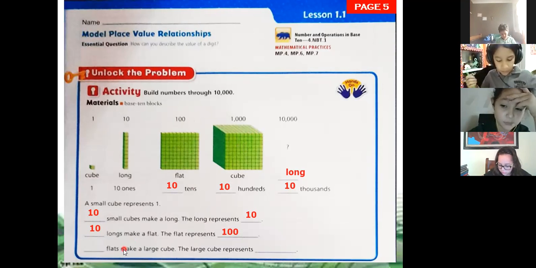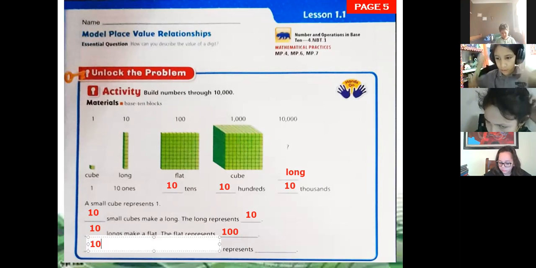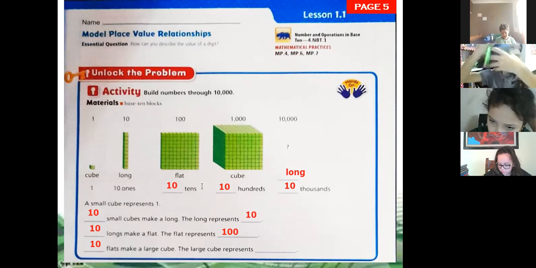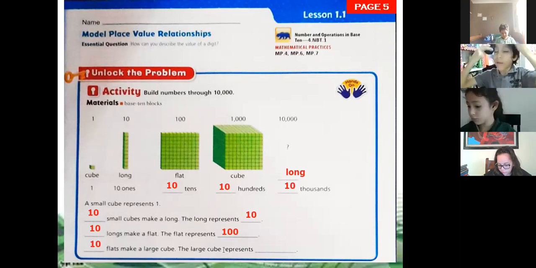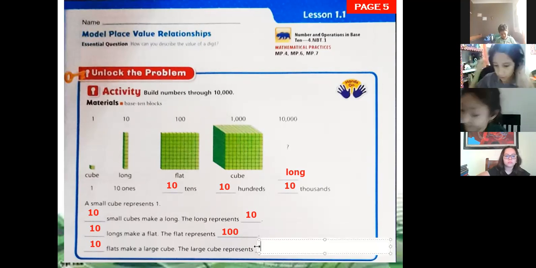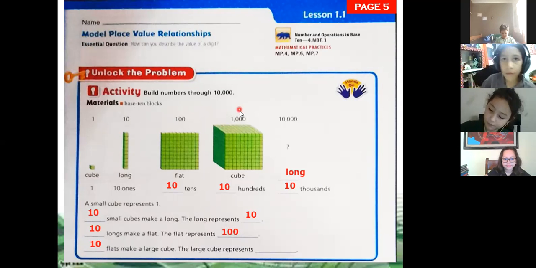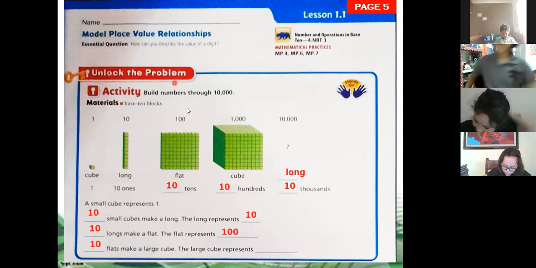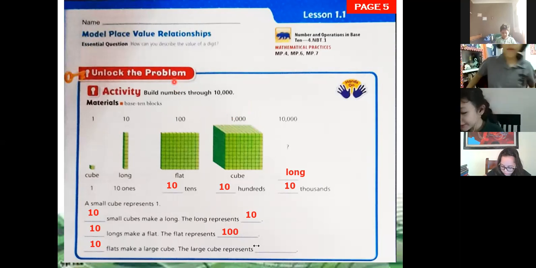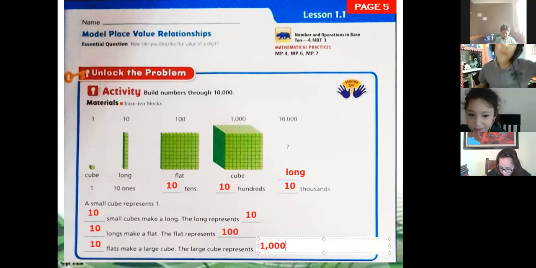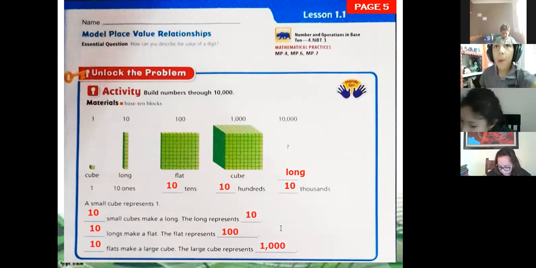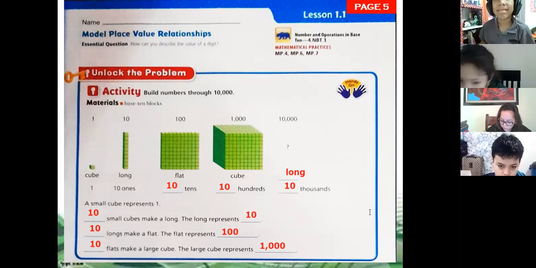100 is the same. We have 10 flats. The base is 10. 10 flats make a large cube. And the large cube represents, how do you read this number that represents a cube? 1000. 1000, that's right. 1000 is a large cube. Excellent.